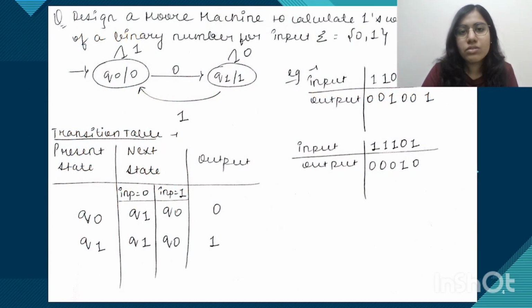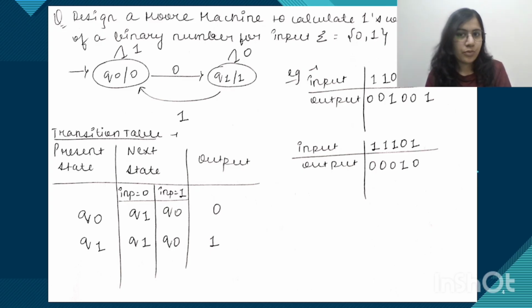Now we'll get a better understanding of the Moore machine by taking an example. Here we have to design a Moore machine to calculate the ones complement of a binary number. Our input set is 0 and 1, that is our finite set of alphabets, and our output is also a finite set of alphabets, the same as the input. For ones complement, the logic goes like this: if we have 0, we change it to 1, and if we have 1, we change it to 0. Let's understand it by taking an example.